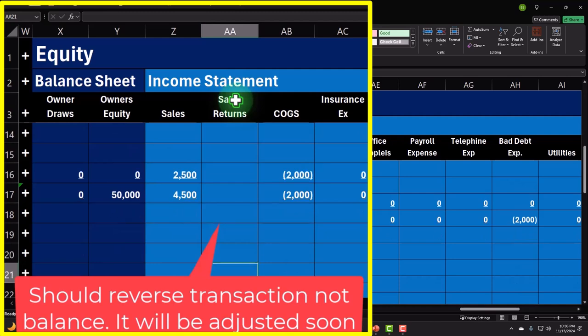And so that's going to be that. And then we'll say this is where I'm going to put the negative 4,500, allowing sales to remain. I'm not going to have, because sales is only going to go one direction. Sales only goes up.